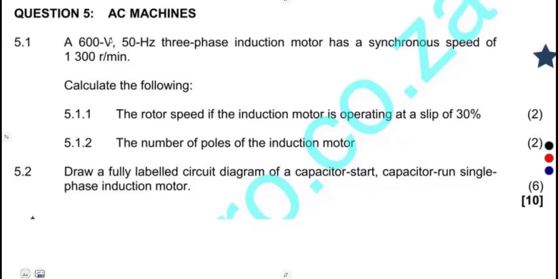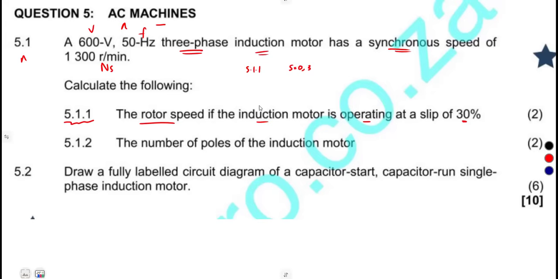So if you consider question number five, that's our AC machines, 5.1. That's the voltage and frequency of a three-phase induction motor. The synchronous speed is given, 5.11. Calculate the following. That's the rotor speed, if the induction motor is operating at a slip of 30%. So the slip is 30%, as a decimal, 0.3.